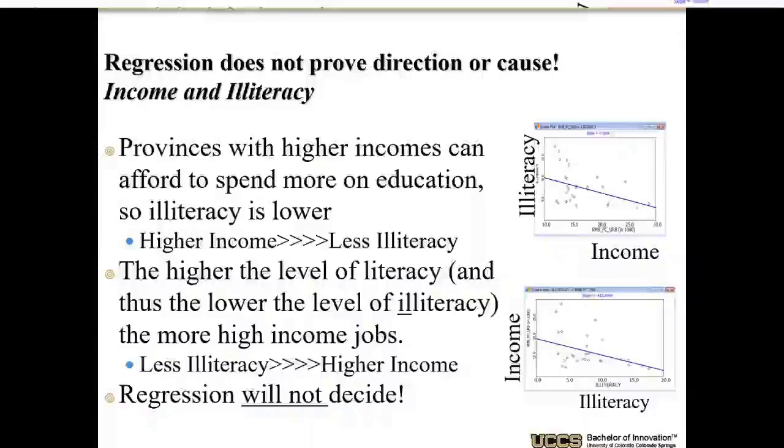Regression is a mathematical tool I use. How I want to interpret it depends on what I do. So if I were to look at provinces with higher income can afford to spend more on education, so illiteracy is lower. Higher income suggests less illiteracy, or the lower the levels of illiteracy, the more high income jobs, so less illiteracy relates to higher income, right? Both of those are exactly the same regression problem with two completely independent hypotheses of causality. And regression will never answer those questions.